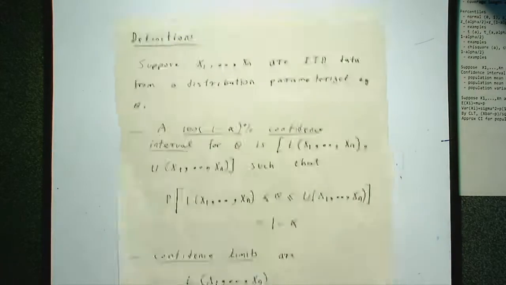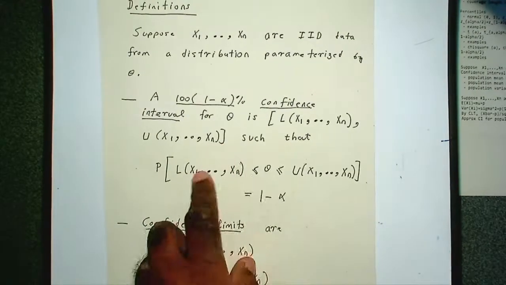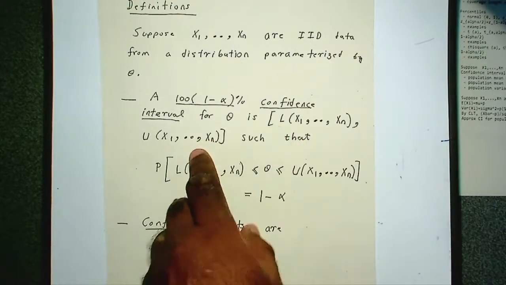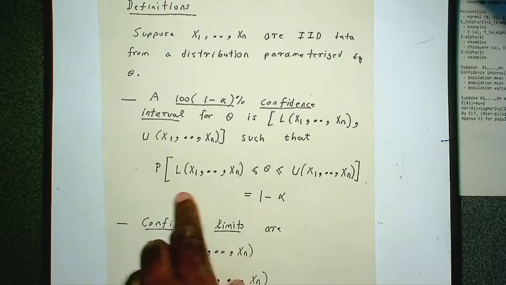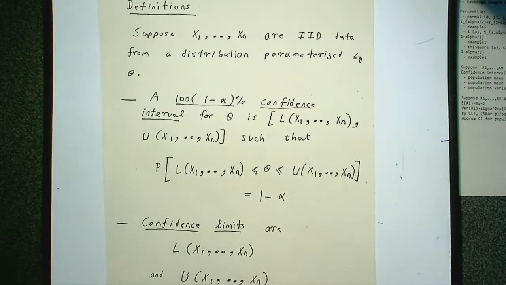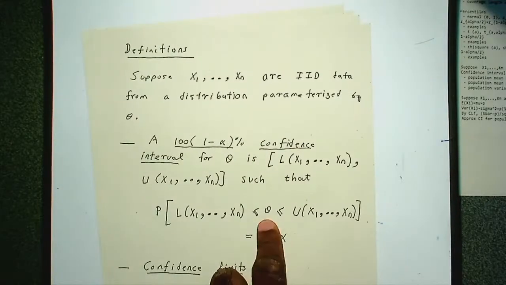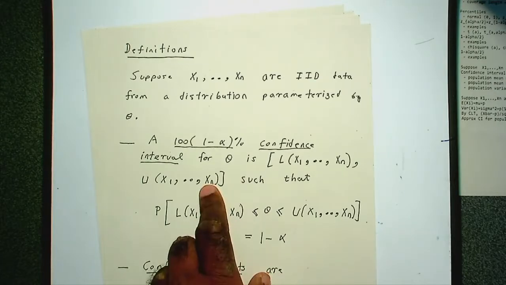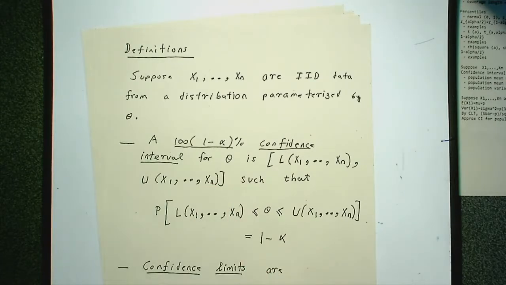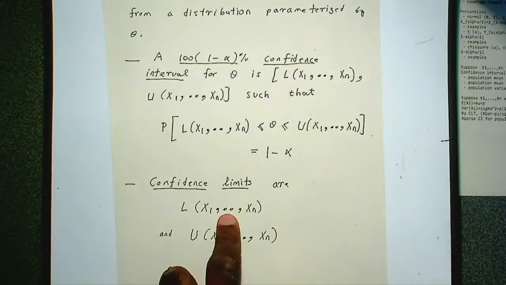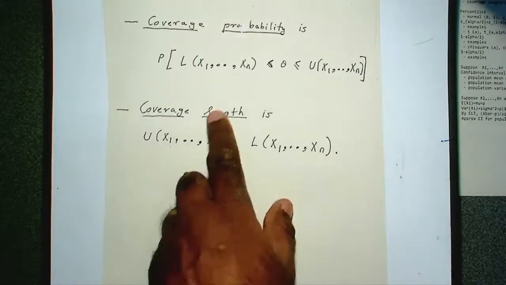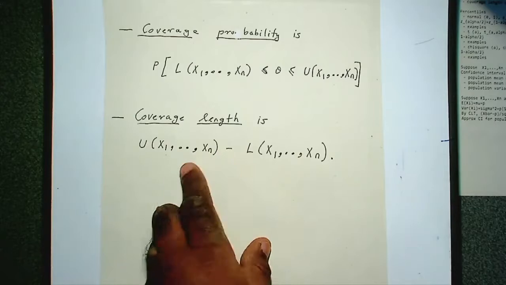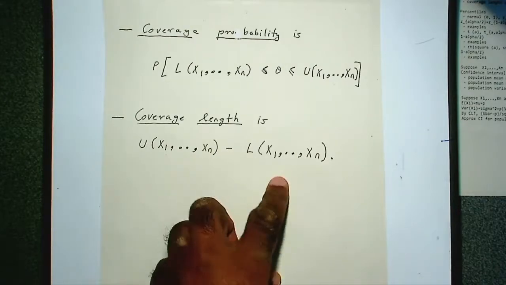Then I defined a few things. The first one, the definition of a confidence interval, is the interval made up of L and U. L is the lower limit, U is the upper limit. And it must satisfy this equation here, that the probability that the parameter theta is between L and U must be 1 minus alpha. So this confidence interval is known as the 100 times 1 minus alpha confidence interval. And these are the confidence limits, the lower limit and the upper limit. This is the coverage probability. And the confidence length is just the difference between the upper limit and the lower limit.